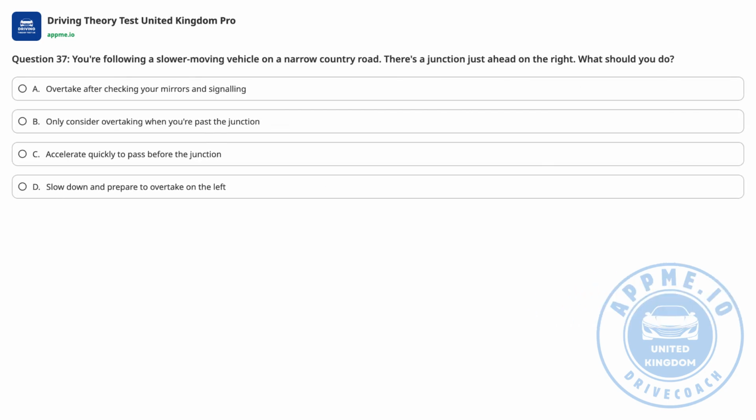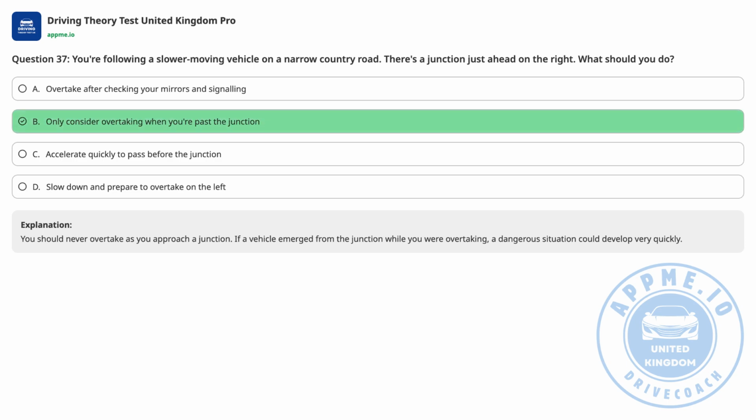Question 37. You're following a slower moving vehicle on a narrow country road. There's a junction just ahead on the right. What should you do? A. Overtake after checking your mirrors and signaling. B. Only consider overtaking when you're past the junction. C. Accelerate quickly to pass before the junction. D. Slow down and prepare to overtake on the left. The correct answer is B.